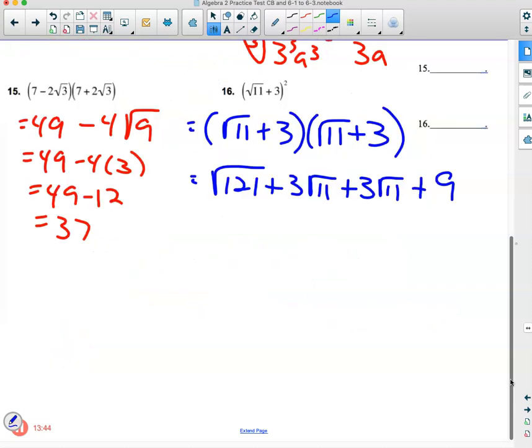What's the square root of 121? Yes, of course it is. And of course we notice we can add 3 square roots of 11 and 3 square roots of 11 because they have like radicals.